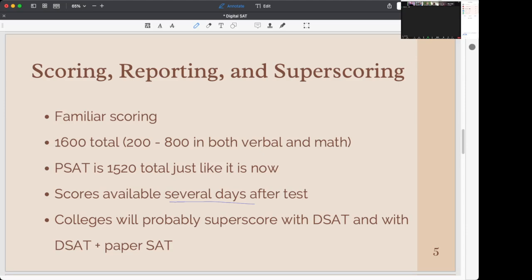So anyway, what about super scoring? We think so far that colleges will probably super score, and then maybe some, I don't know if anybody here has heard from any colleges about this yet.